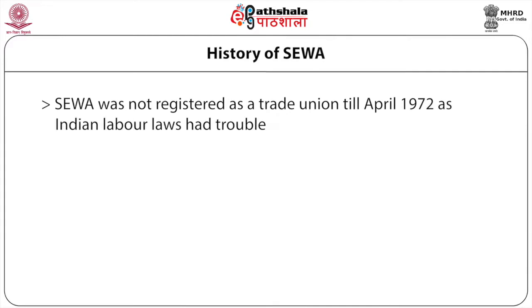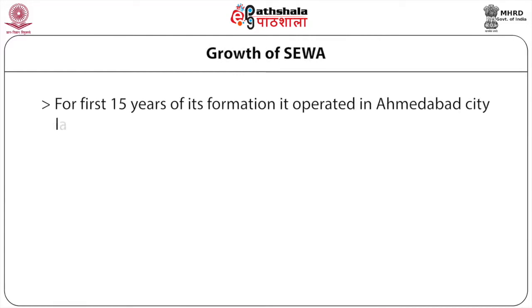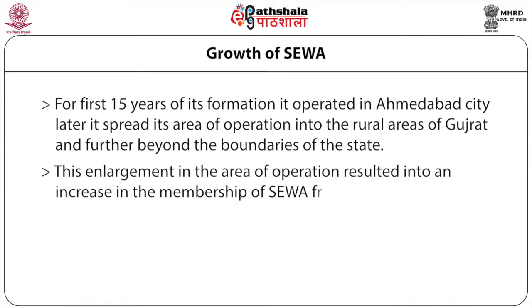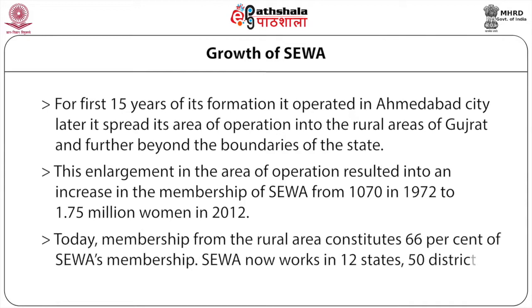However, SEWA was not registered as a trade union till April 1972, as Indian labor laws had trouble accommodating a trade union where no formal employee-employer relationship existed. After operating in Ahmedabad city for 15 years, it spread its operation to the rural areas of Gujarat and further beyond the boundaries of the state. This enlargement in the area of operation resulted in an increase in the membership of SEWA from 1,070 in 1972 to 1.75 million workers in 2012. Today, membership from the rural area constitutes 66% of SEWA's membership. SEWA now works in 12 states, 50 districts, and 700 villages all over the country.